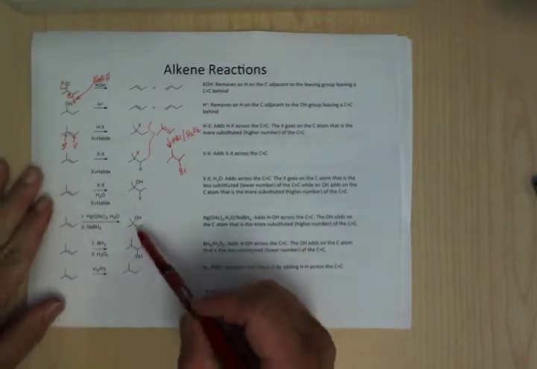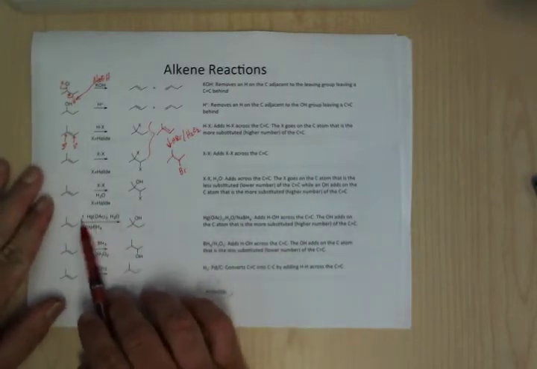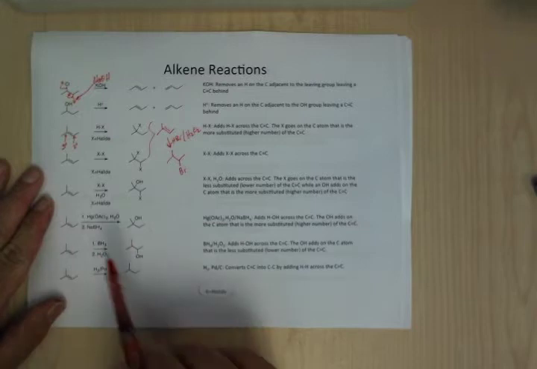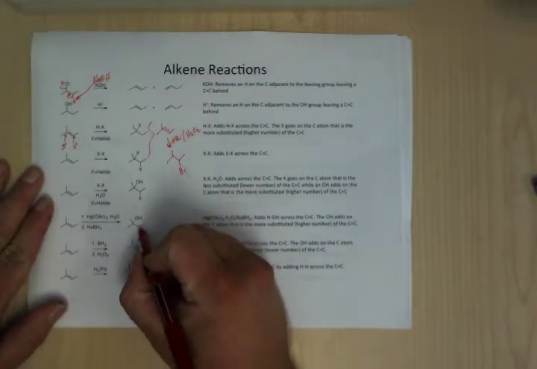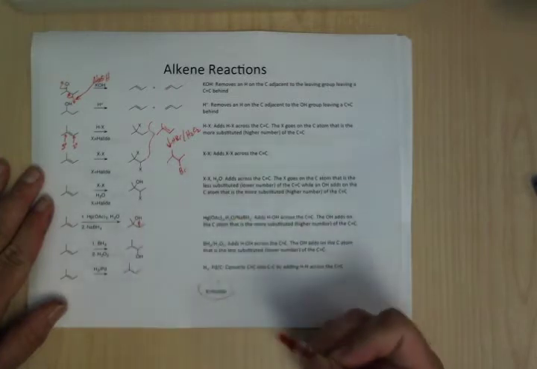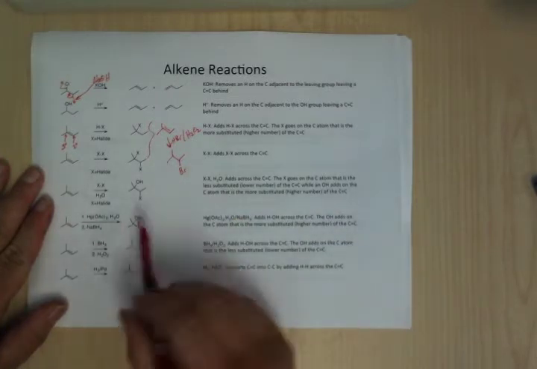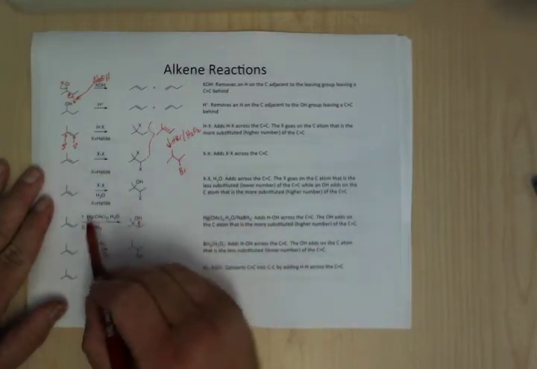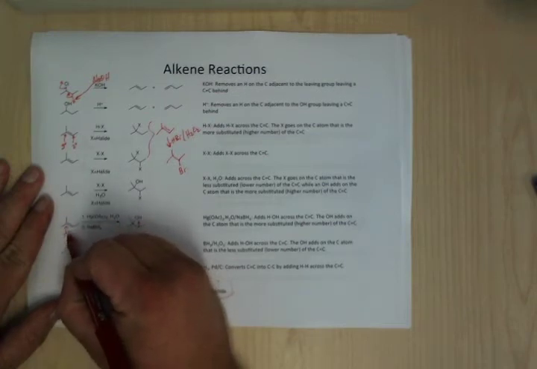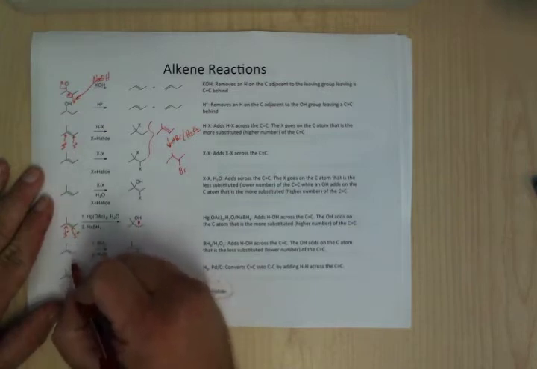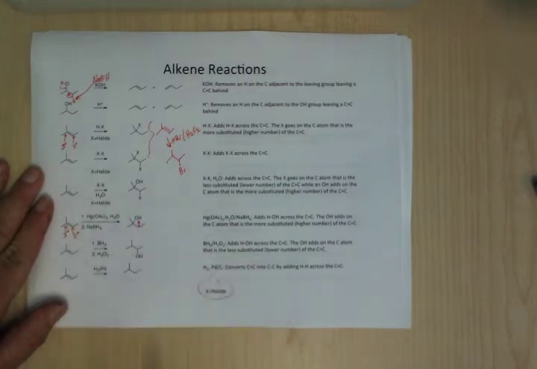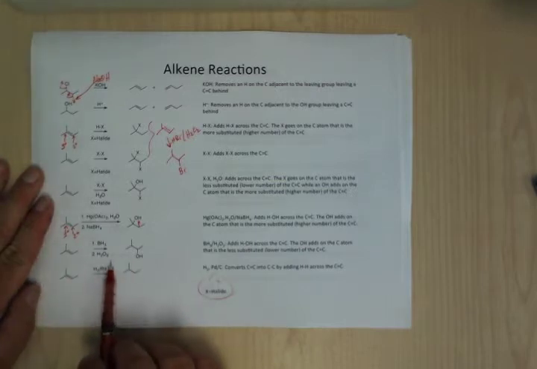Now for the mercury acetate or borane reactions, you're actually adding water across here, so you're adding HOH across. For the mercury one, you're going to put the OH on the tertiary, the higher number side, tertiary versus secondary here. For the borane ones, you're going to put the OH on the lower numbered side. Now this is just regular hydrogenation.